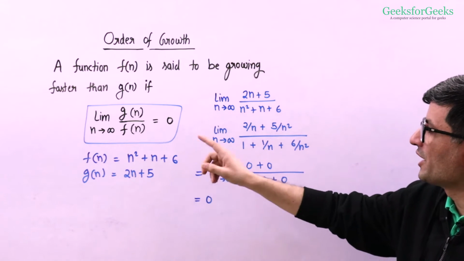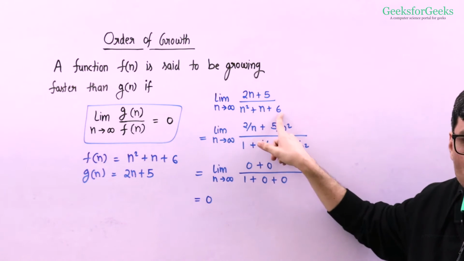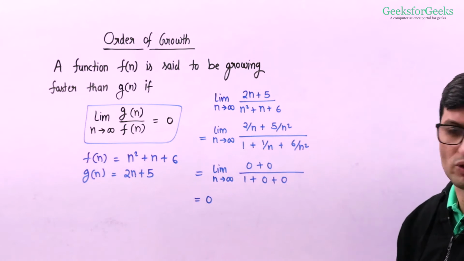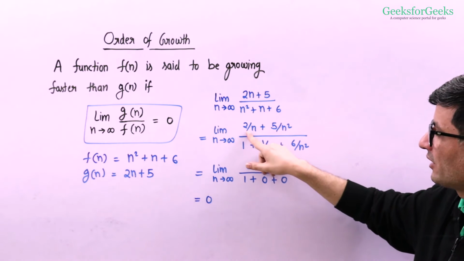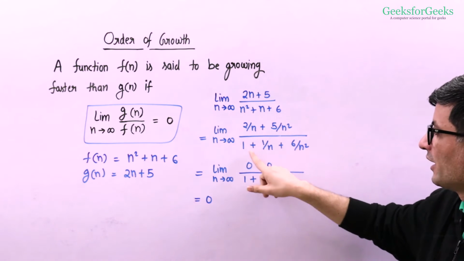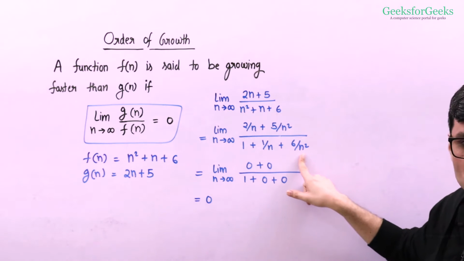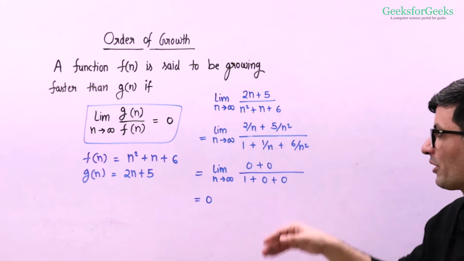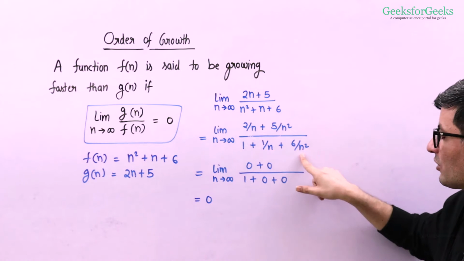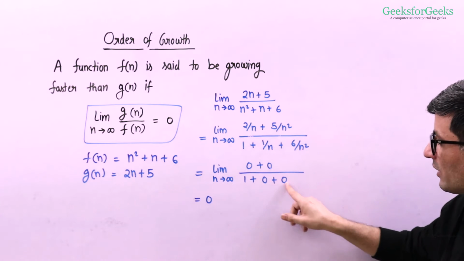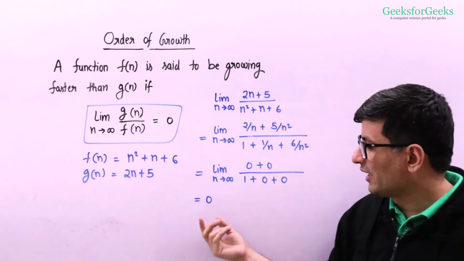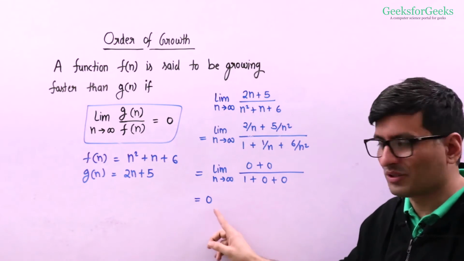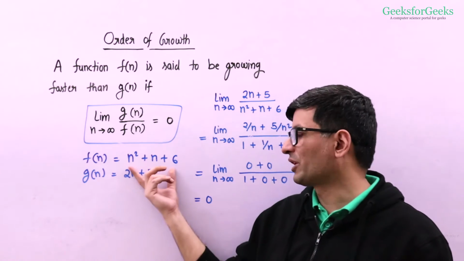So what I do is, I do g(n) divided by f(n). g(n) is 2n plus 5 and f(n) is n square plus n plus 6. Now what I do is, I divide both the denominator and numerator by n square, the highest growing term. So what I get here is 2 by n, and I get 5 by n square. And here I get 1 plus 1 by n plus 6 by n square. When n tends to infinity, this value is going to become 0, because n is at the bottom, right? This also is going to become 0, this is also going to become 0. So we have 0 plus 0 divided by 1 plus 0 plus 0. So we have 0 divided by 1, which is 0. And that's what we wrote earlier, right? If g(n) divided by f(n) is 0, then f(n) is said to be growing faster. And that's what we can notice also here.